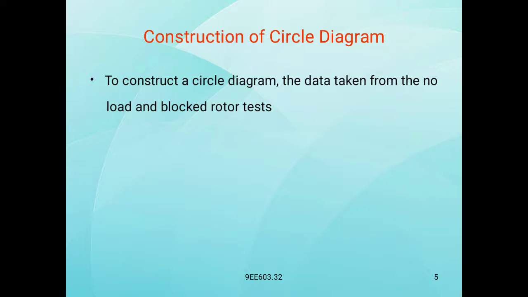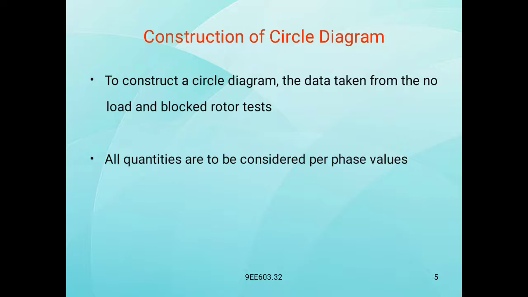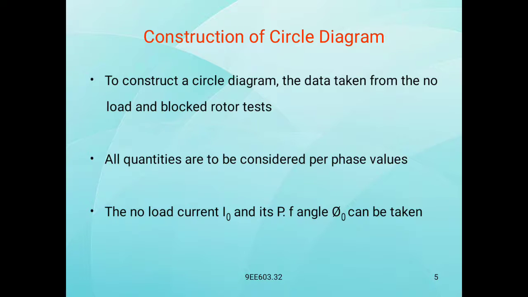To construct a circle diagram, the data is taken from the no load and blocked rotor tests. All quantities are to be considered for phase values. The no load current I naught, its power factor and angle phi naught can be taken from the no load test.